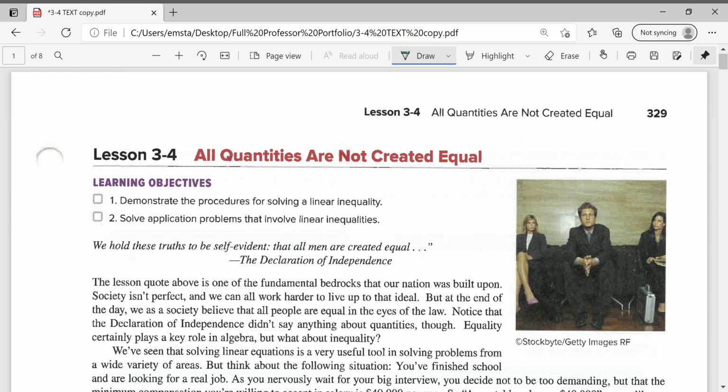We're going to take a look at lesson 3.4 on page 329 of your textbook. This lesson is titled, All Quantities Are Not Equal. We're going to learn about solving inequalities. We just finished solving equations. We're going to look and see if that same toolbox that we created for equations will also work for inequalities.